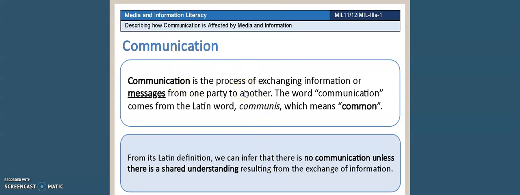Communication is the process of exchanging information or messages from one party to another. From its Latin definition, we can infer that there is no communication unless there is a shared understanding resulting from the exchange of information.